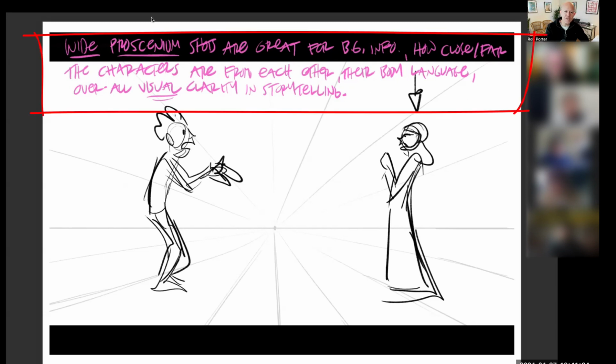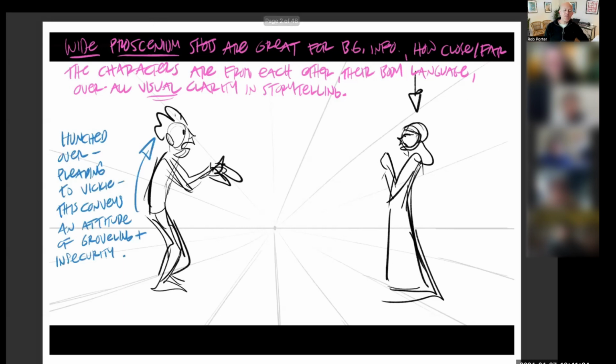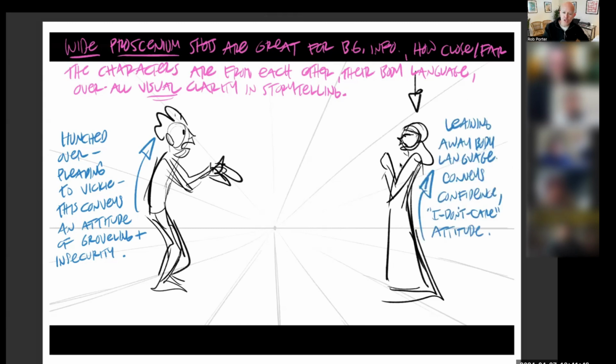So we have wide proscenium shots, which are great for background information, how close or far the characters are from each other, their body language, overall visual clarity and storytelling, okay? So we have a character that's hunched over, pleading to Vicky. I call the female character Vicky in the story. It conveys an attitude of groveling and insecurity. This is more character body language. We have her arched back, leaning away. Body language conveys confidence and an I don't care type of attitude.